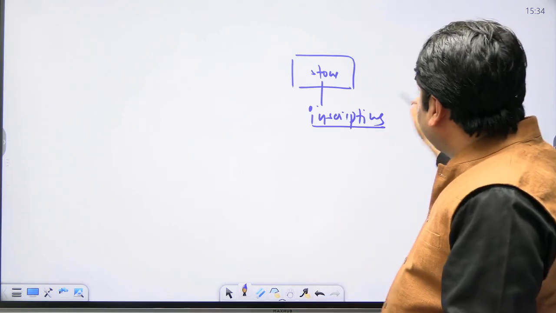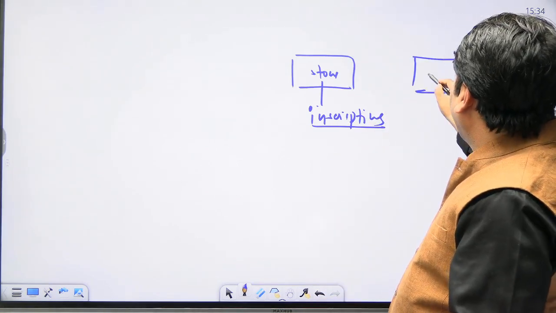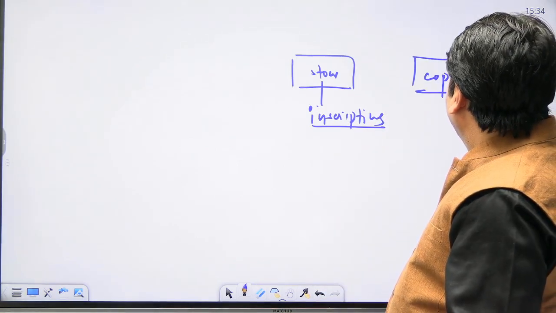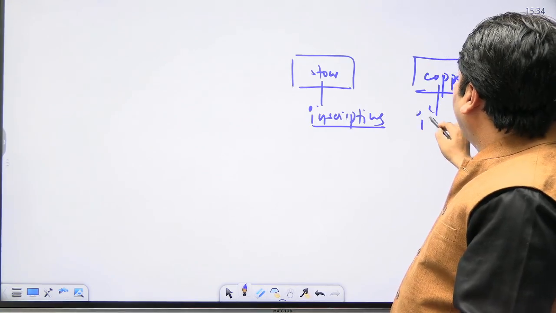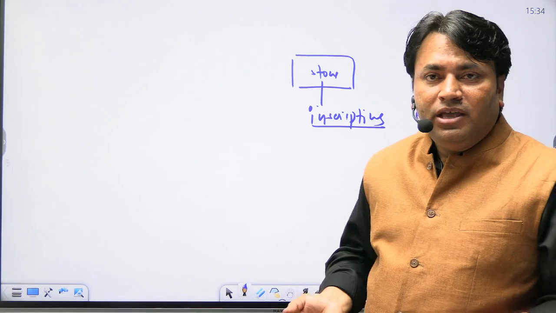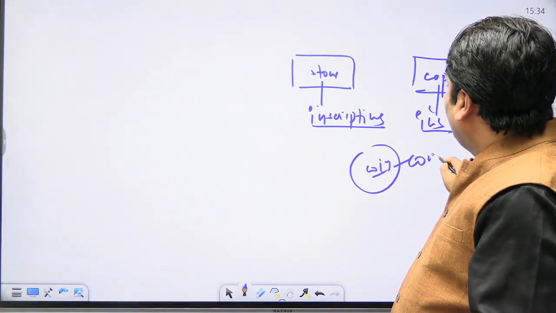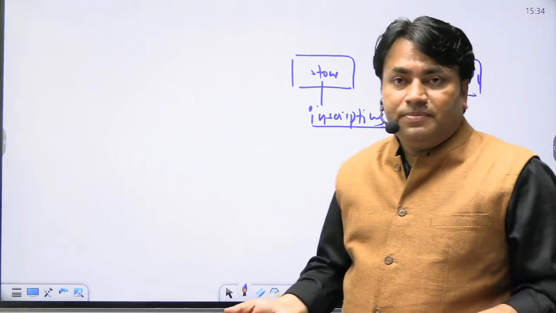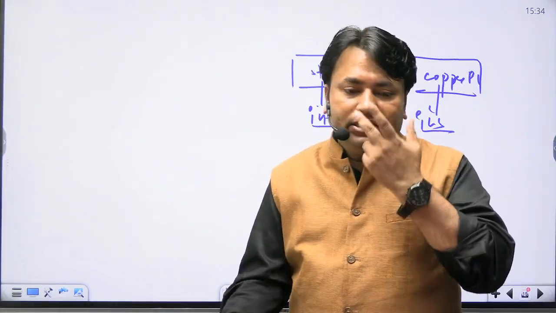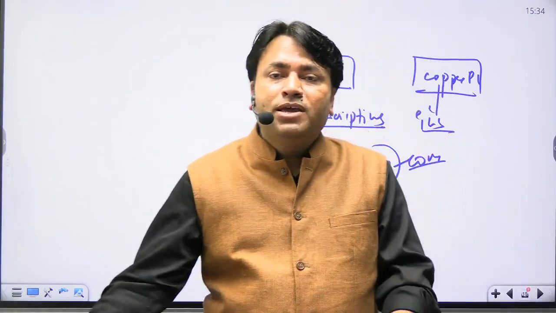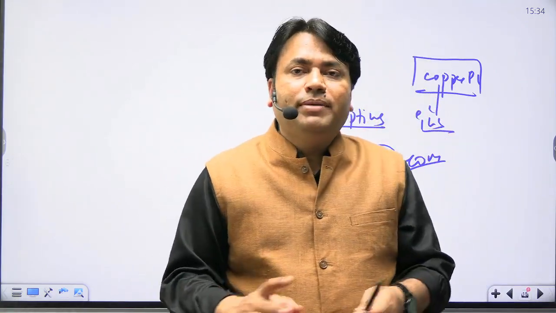If you are writing something on copper plate, this will be called copper plate inscriptions. If you are writing something on coins, that will be called coin inscriptions. Got it? So this is the meaning of inscription. Got it? Okay, so stone was the most popular medium at that time.